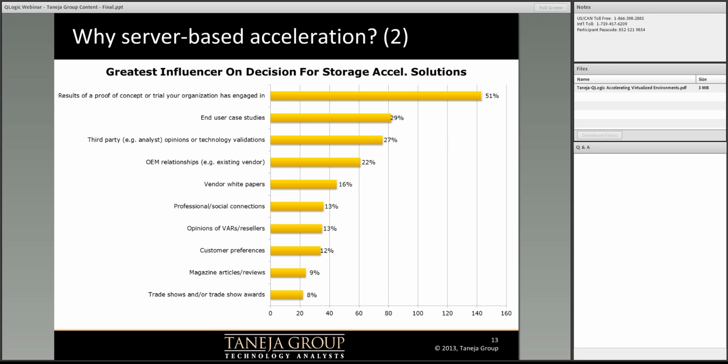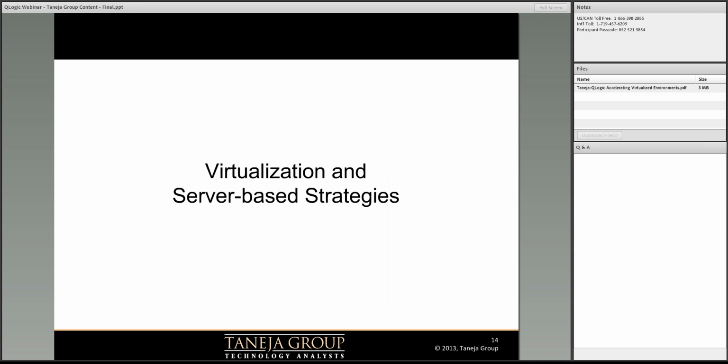As indicated here on slide 13, the skepticism is so high as a result of this that 51% of our survey respondents said they required a proof of concept demonstration in their own data center in order to address their concerns about storage performance solution effectiveness. That's quite a few respondents requiring that kind of hands-on proof, right?